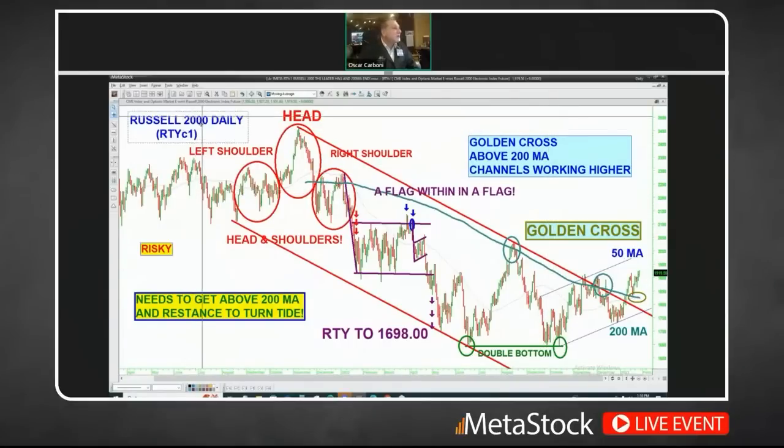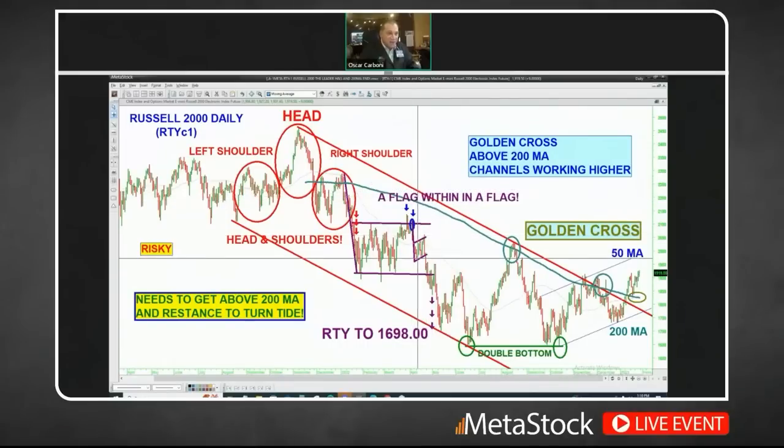So what does that mean? When we were looking at the Russell 2000 several months ago, we had this nasty head and shoulders formation, which dropped down into what we call a bear flag, this purple bear flag looking formation, created a smaller bear flag inside of the big bear flag and proceeded to crack. Now, interestingly enough, in front of your eyes, in our last webinar, we gave a projection of 1698, and that was exactly where the market got down to.